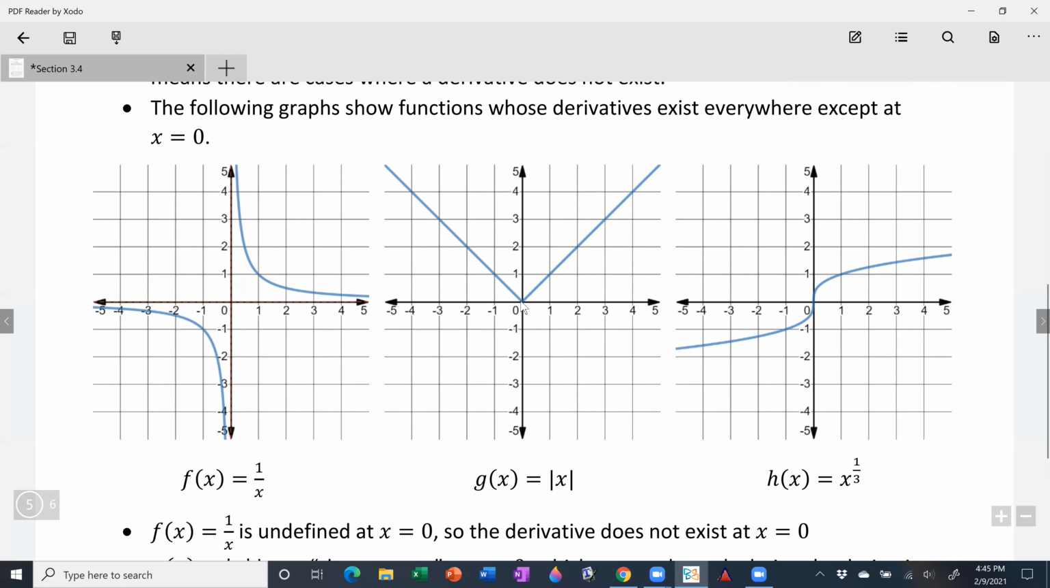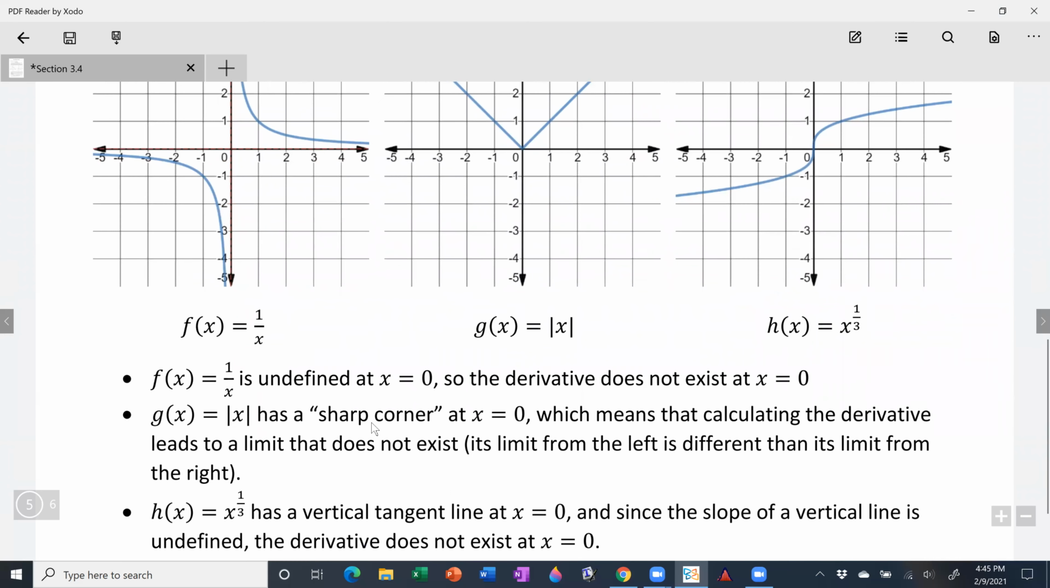But this moment right here at 0, that's a problem because the slope switches instantly. If you tried to work out the derivative, remember that the definition of the derivative is the whole limit process. So g of x right here, for the absolute value of x, has this sharp corner. I put that in quotes because it's an informal observation. But that means if we calculated the derivative, that's going to lead to a limit that does not exist.